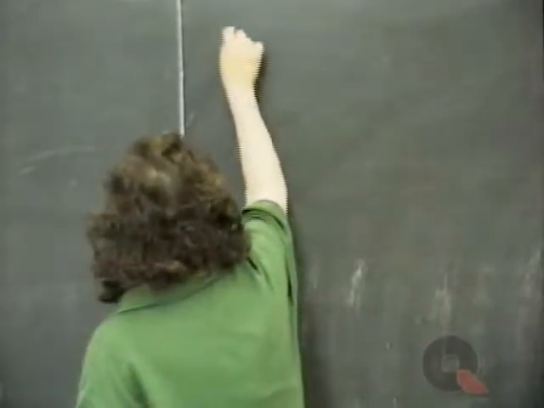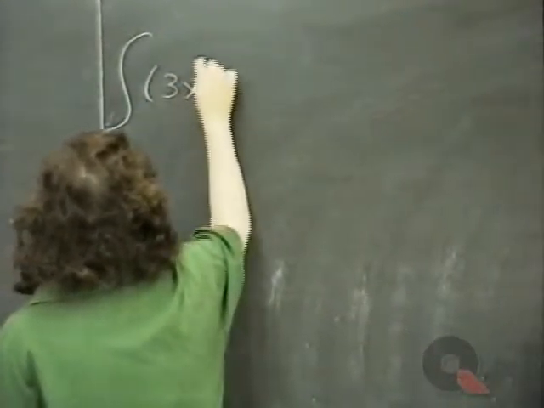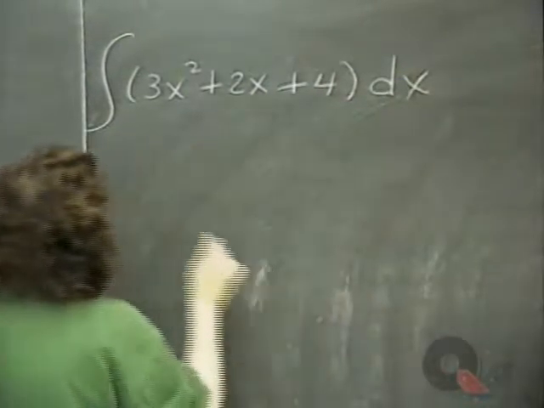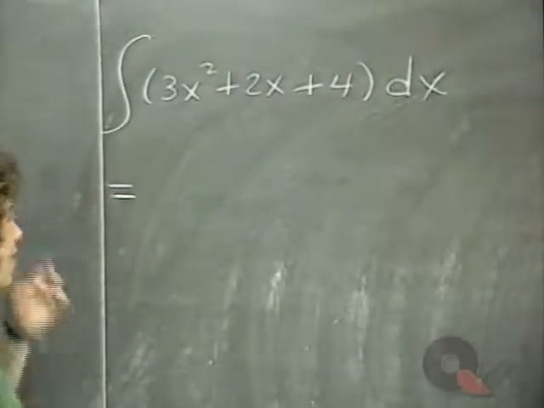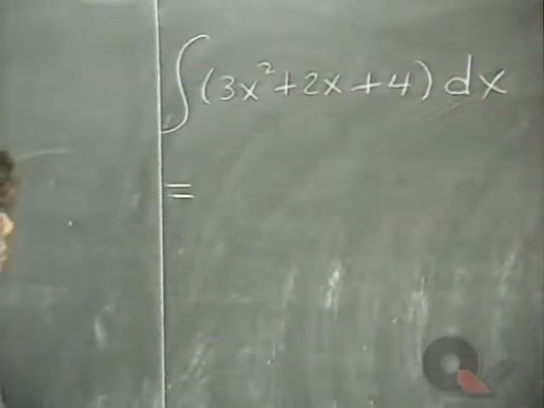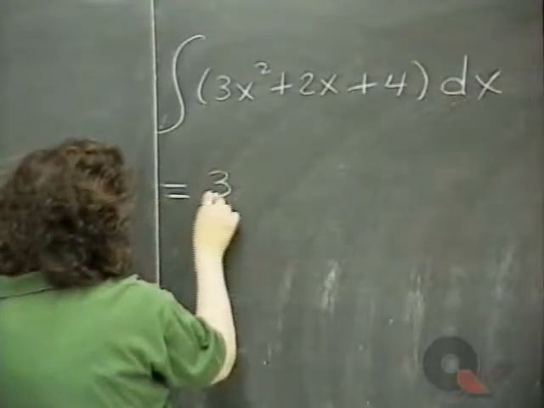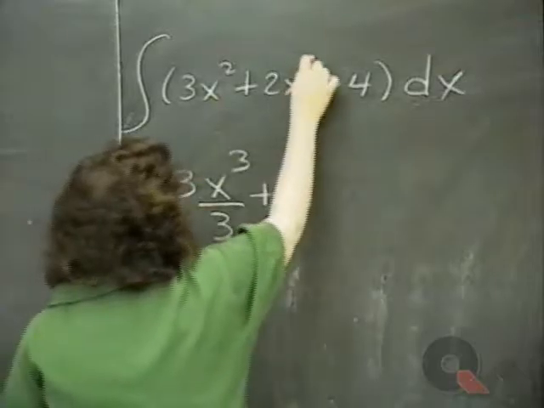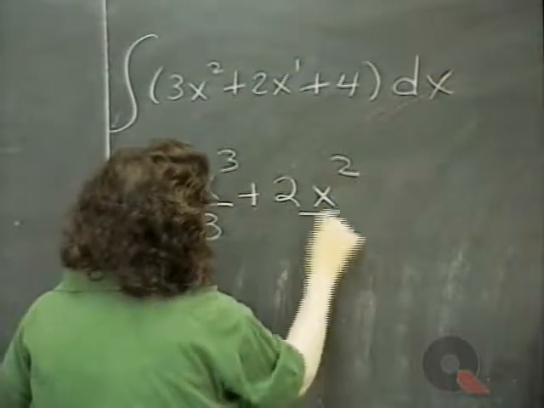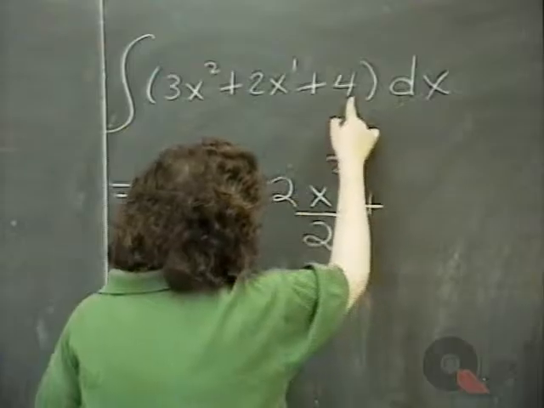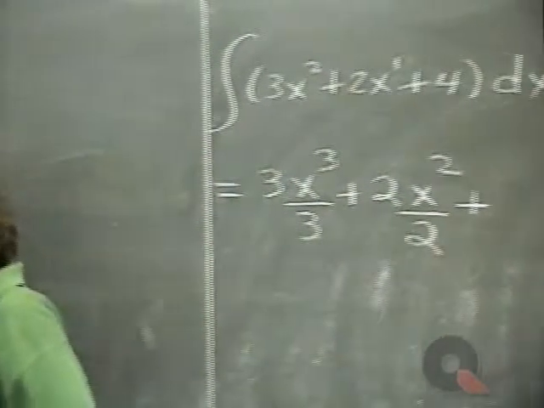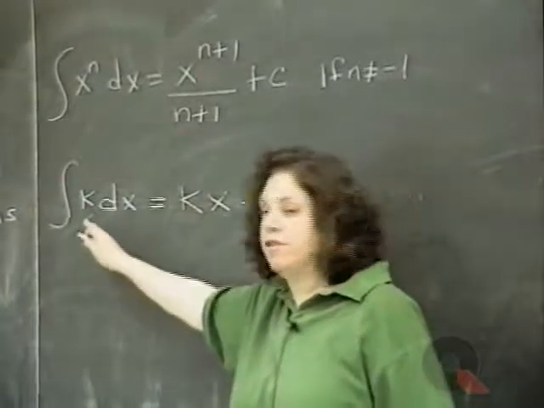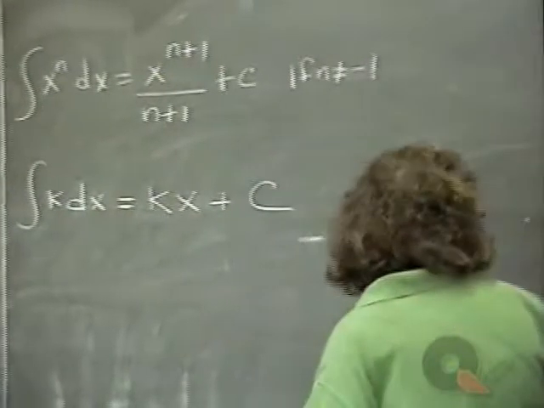Okay, for our next example, let's try the antiderivative of 3x squared plus 2x plus 4. Now we know that we can do it term by term. So in each case it's going to be a constant 3, x to the 1 more power over that power, plus the constant 2, x to the 1 more power over that power, plus the antiderivative of 4. Once again, the antiderivative of a constant is just the constant times x plus c. So the antiderivative of 4 is 4x plus c.